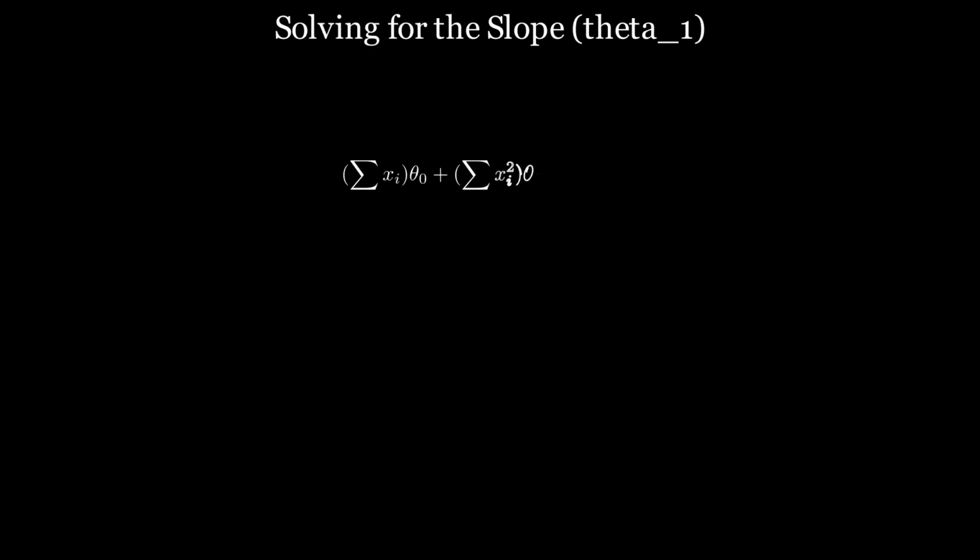Now for the slope, theta 1. We substitute our expression for theta 0 into the second equation from our system. This is where the algebra becomes more involved. After substituting theta 0, we get this rather long expression. Don't worry, we'll simplify it step by step.